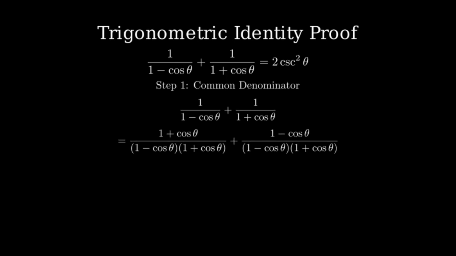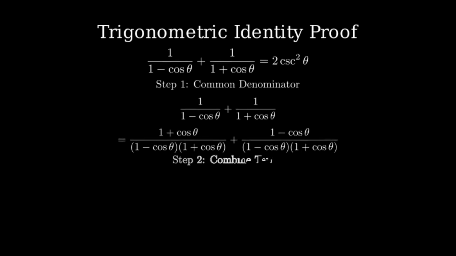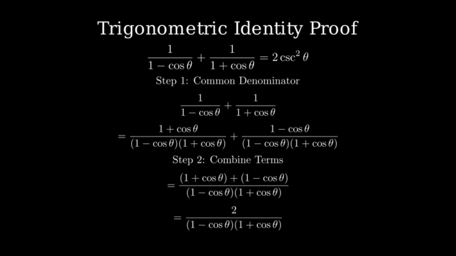First, we need to combine these fractions. To do this, we'll multiply each fraction by the conjugate of its denominator to get a common denominator. The common denominator will be 1 minus cosine theta times 1 plus cosine theta. Now, let's combine the terms in the numerator. 1 plus cosine theta plus 1 minus cosine theta equals 2. So our expression simplifies to 2 over quantity 1 minus cosine theta times 1 plus cosine theta.